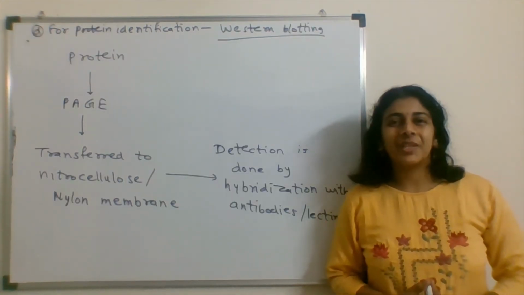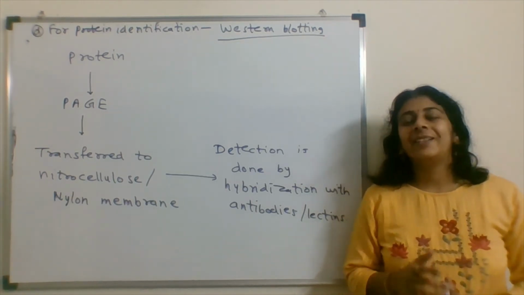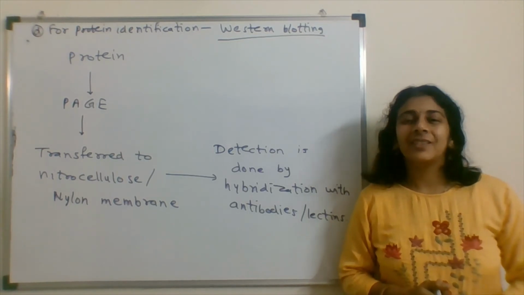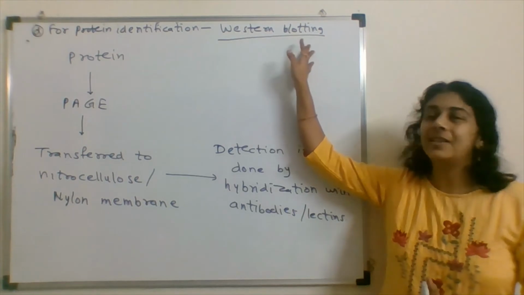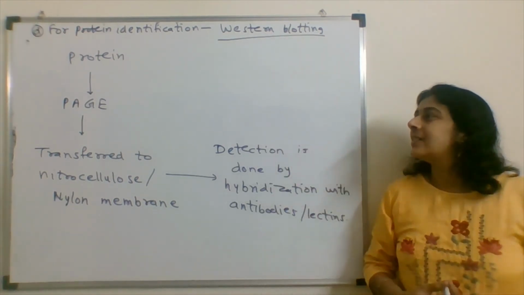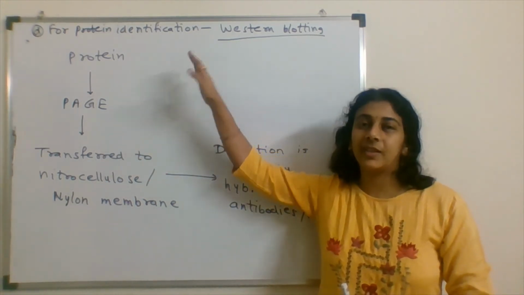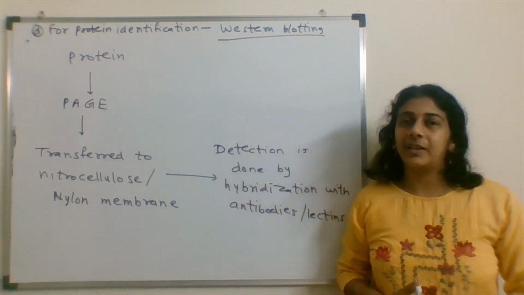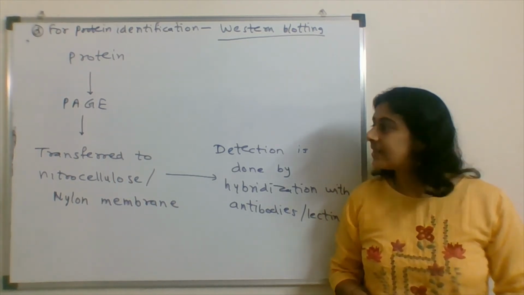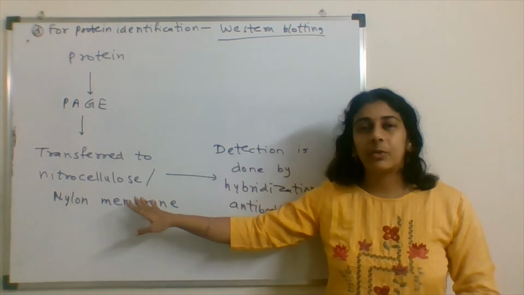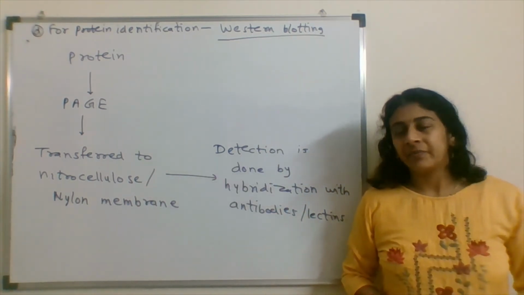Coming to the last option, option D is for protein identification. And yes, this is the answer to the question. For the identification of protein, Western blotting is used. So during Western blotting, what is the procedure? Protein is first run on polyacrylamide gel electrophoresis, which separates the protein bands. And now these are transferred to either a nitrocellulose membrane or a nylon membrane.